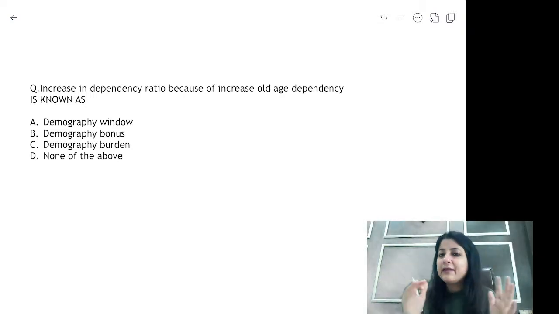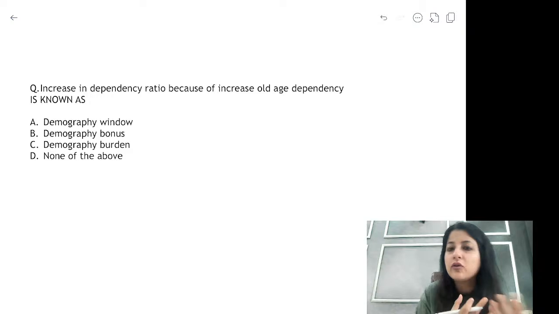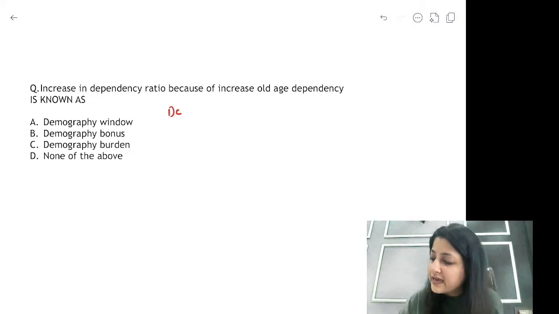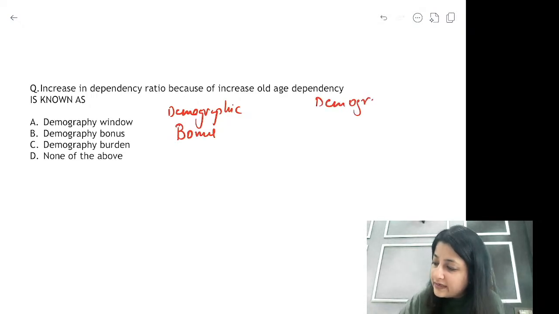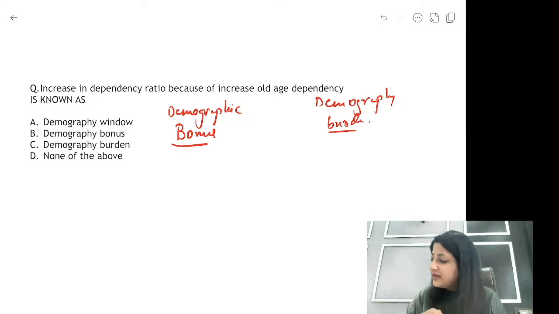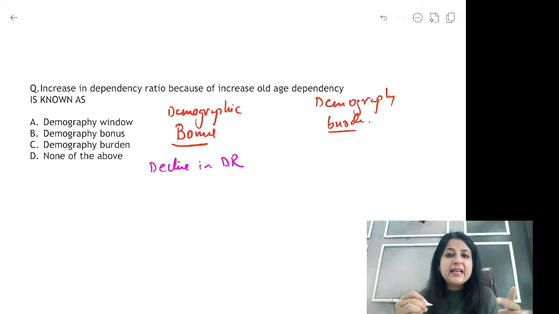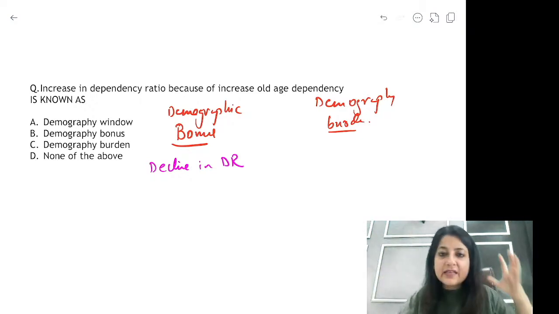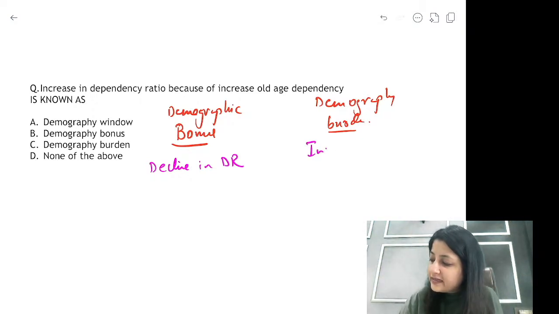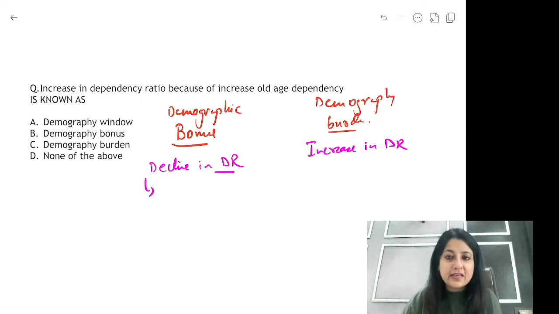Now guys, you remember I had made you learn this in the classes also, in RR also, in LRR also we had discussed this. There are two terms, guys: one is demographic bonus, and one is demographic burden. Now what is the meaning of bonus? Bonus means some advantage. So what is the advantage I'm going to get over here? Decline in dependency ratio. Burden means some load, some pressure. It is what? Increase in dependency ratio.